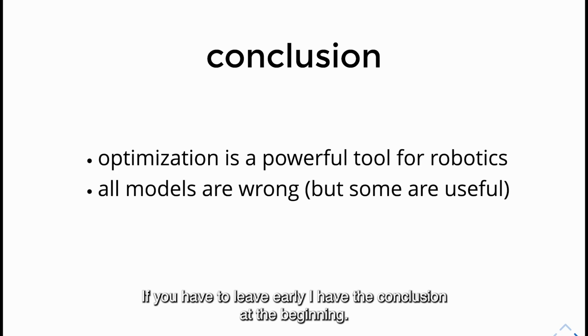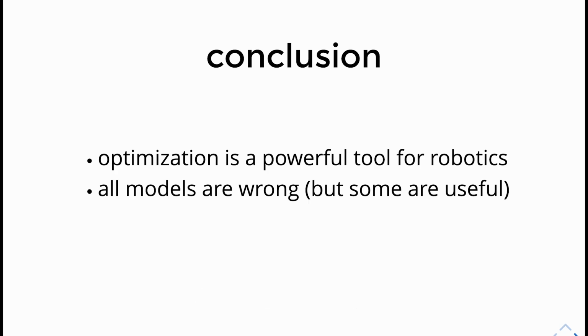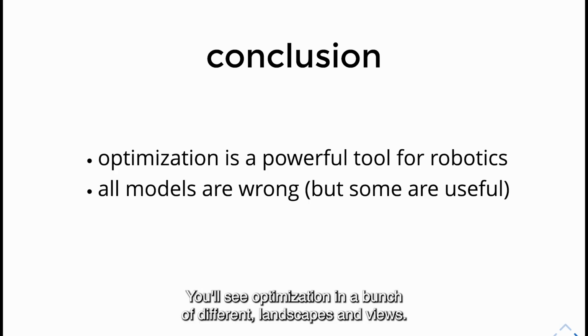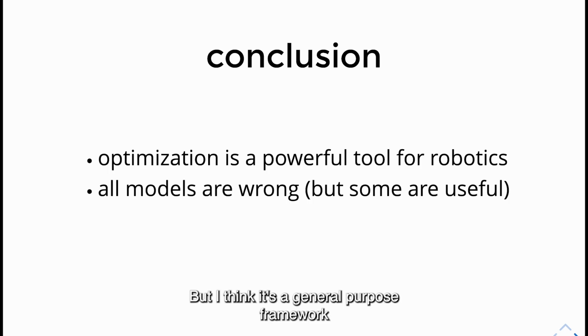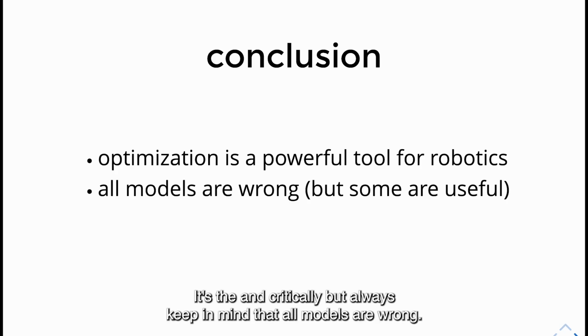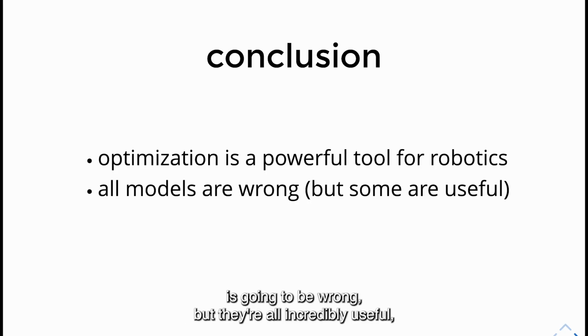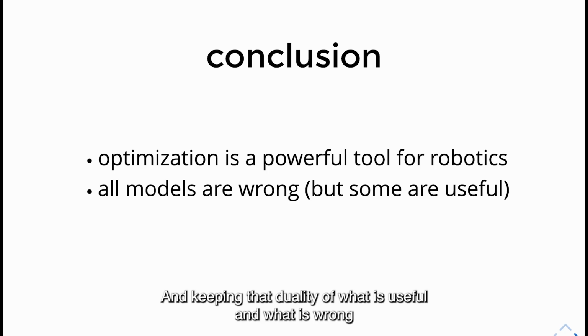If you have to leave early, I have the conclusion at the beginning. The core idea is really that optimization is a critical and powerful tool for robotics. It's one takeaway. You'll see optimization in a bunch of different landscapes and views, but as a general purpose framework for thinking about these problems, it's fantastic. And critically, always keep in mind that all models are wrong. Everything you learn in mechanical engineering, to some degree, is going to be wrong. But they're all incredibly useful tools, and keeping in mind that duality of what is useful and what is wrong is really important.